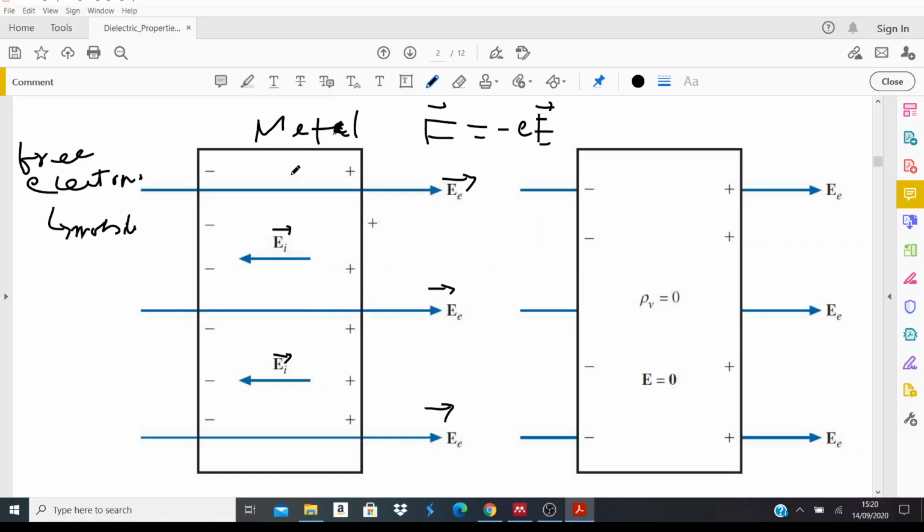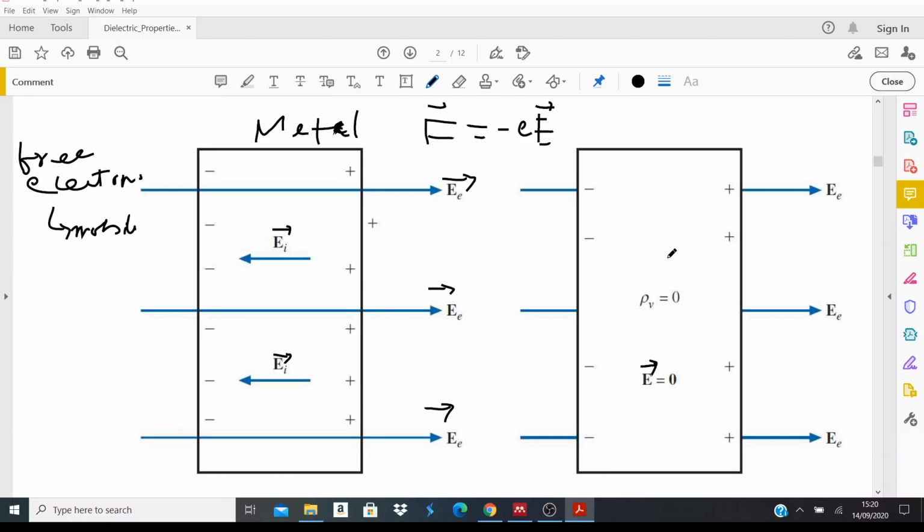Charges will keep moving, like the electrons will keep moving on this side, piling up some positive potential on this surface, until the electric field inside the material exactly cancels the external electric field, right? And that's what happens. So we have some piled-up charges on the surface, but inside the body of the conductor, the electric field is identically 0.